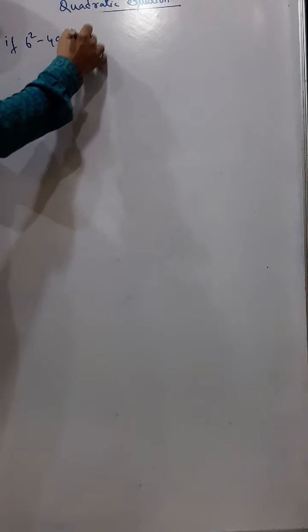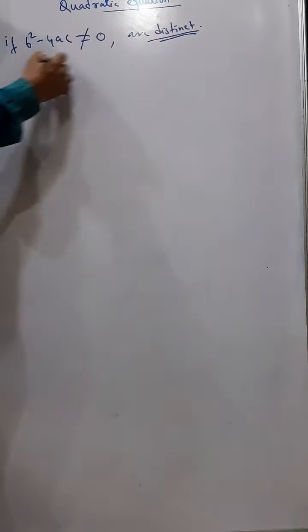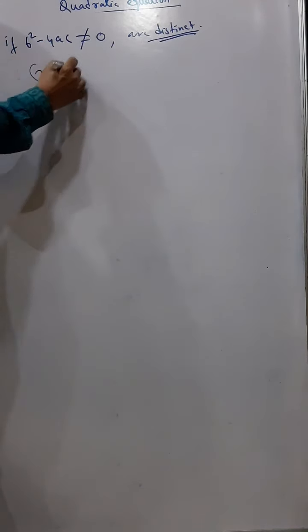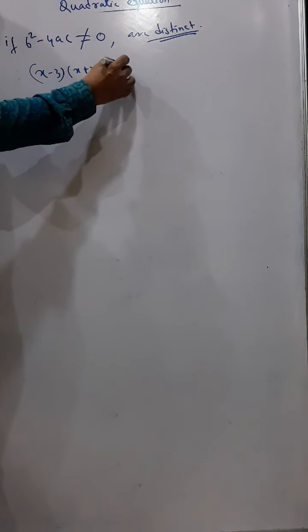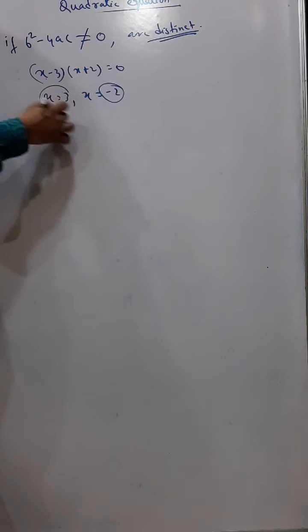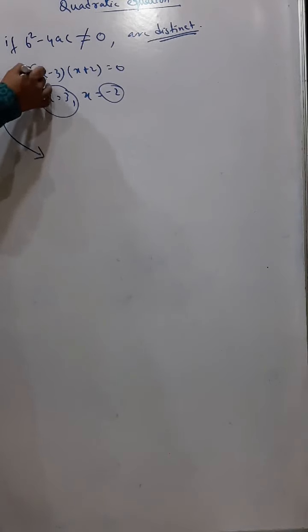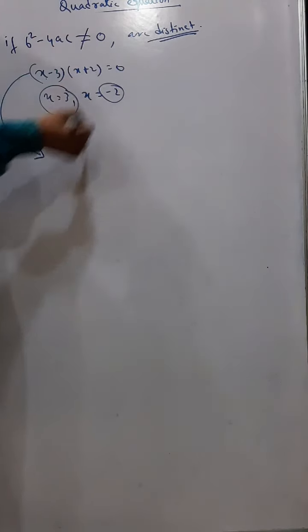So now you can understand that if b square minus 4ac is not equal to 0, then the roots are distinct. The roots are distinct means they have two different roots, like (x minus 3)(x plus 2) is equal to 0. That means you have x equals 3 and x equals minus 2. So in that case the nature of the roots will be distinct. They have two distinct roots. You can see from here also that the value of b square minus 4ac will not come to 0.